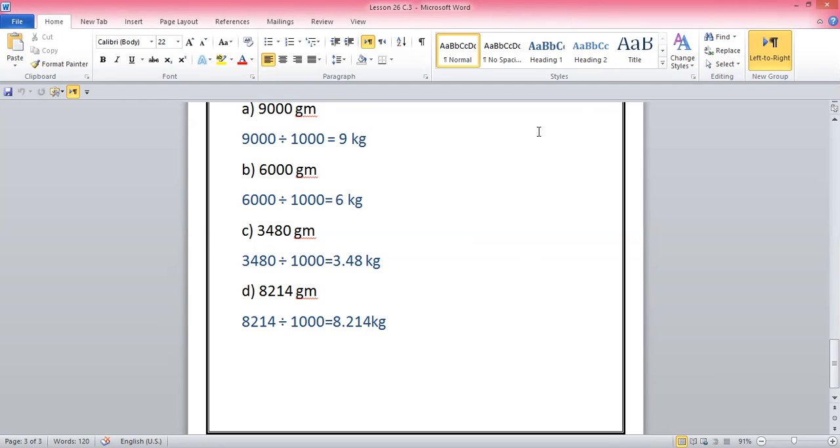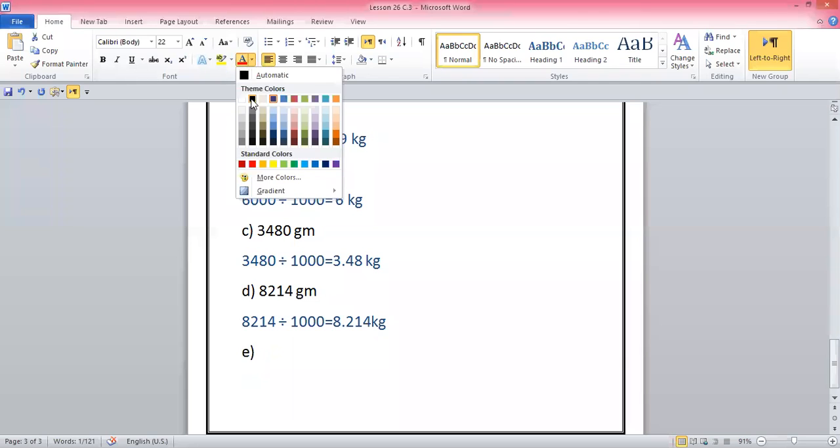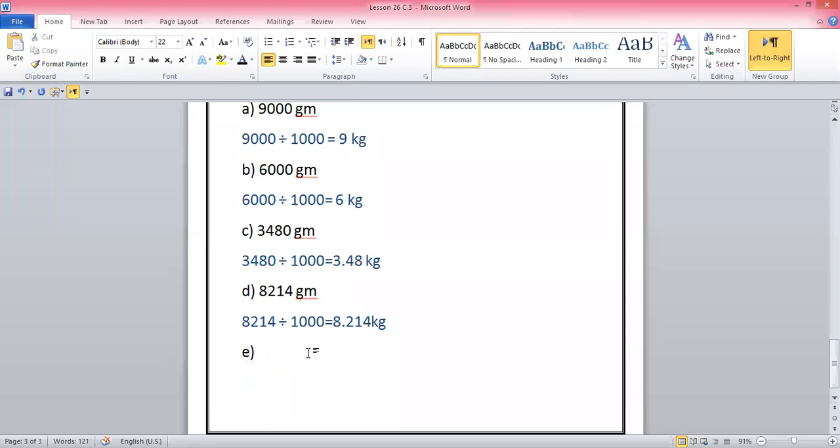Abdullah, we have already finished writing this. Now I'm going to write from E, and then you have to write it. So I'm going to write here E. Start writing in your notebook, guys. This is E.